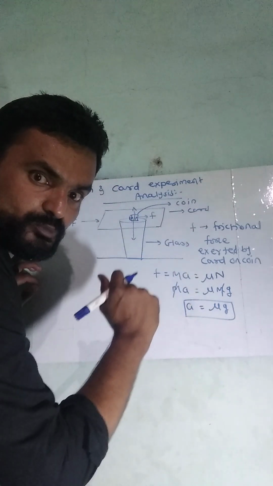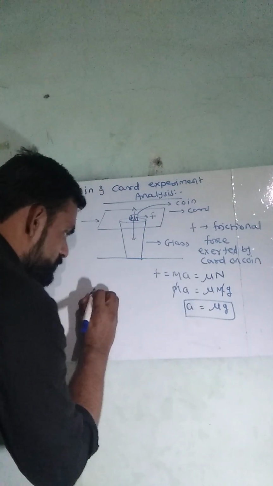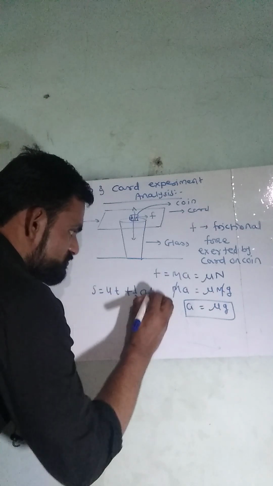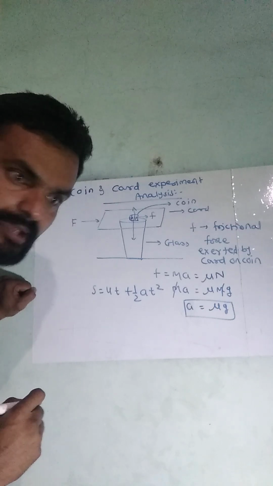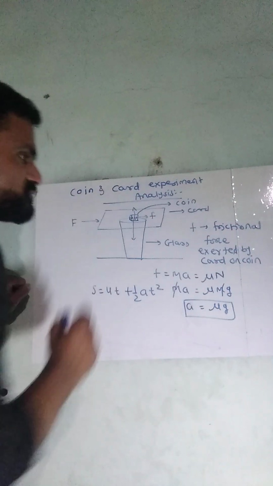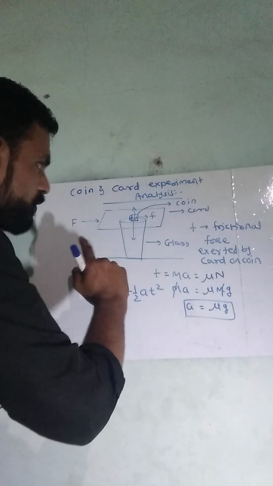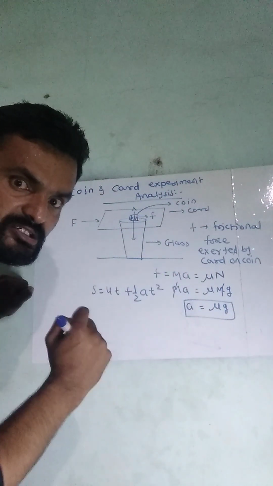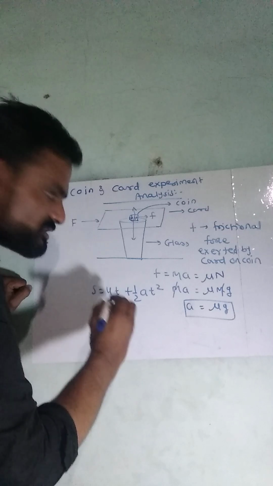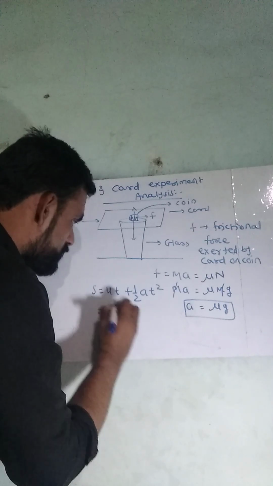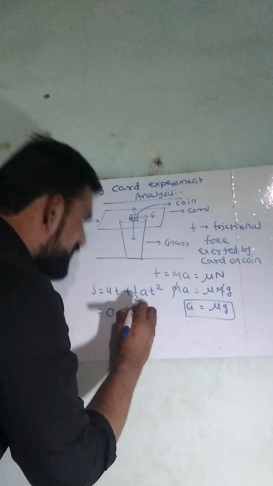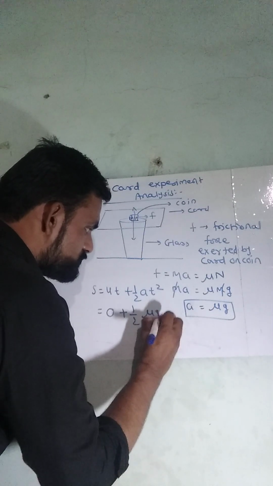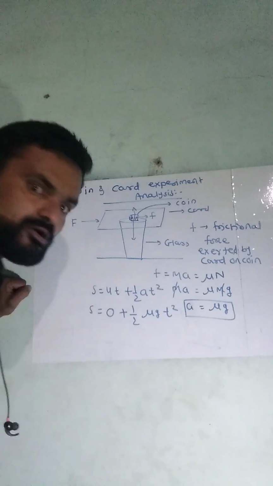So we can use equations of motion for constant acceleration. When we write s is equal to ut plus half of at square, what is the initial velocity of this particular coin in this horizontal direction? Initial velocity of this coin in the horizontal direction is 0. So 0 into time is 0. Plus, I will assume this particular direction as plus, half into, what is a? It is mu into g into t square. So this is the value of s.